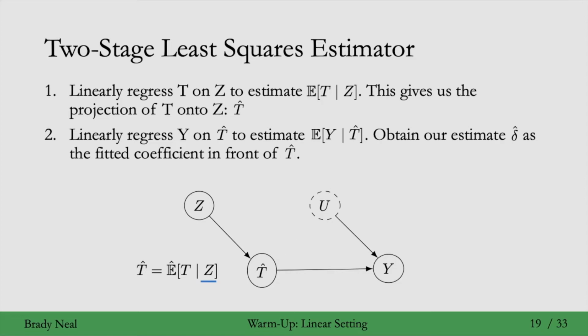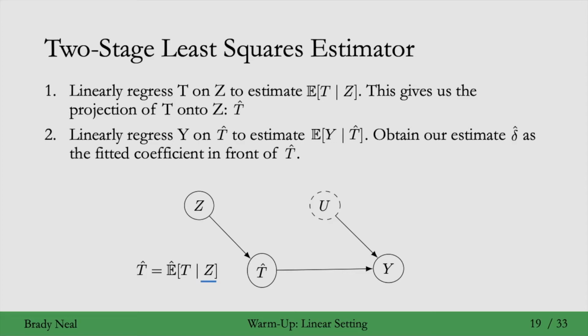And that shows you why, if we use t hat instead of t, we remove confounding here, right? There's no unobserved confounding from t hat to y. There's no backdoor paths from t hat to y. That's because we removed that unobserved confounding when we projected t onto z to get t hat in stage 1, which we then used in stage 2 to regress y onto t hat.